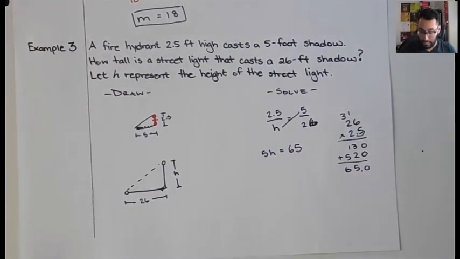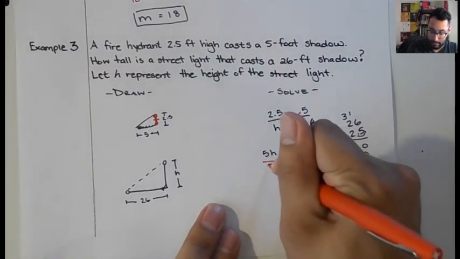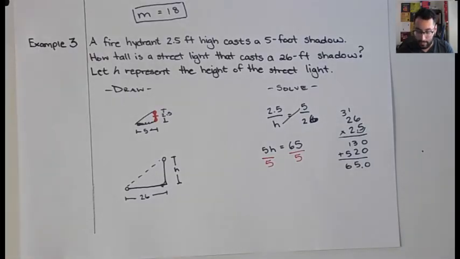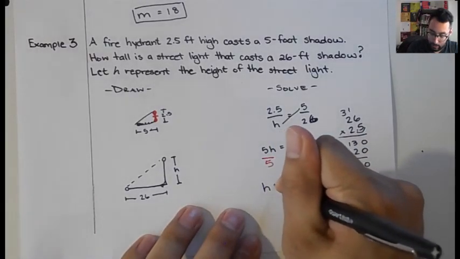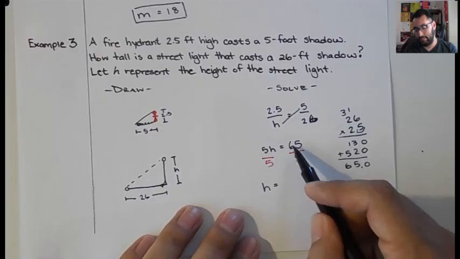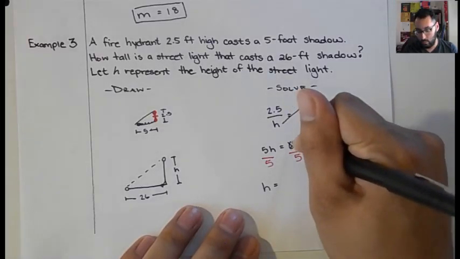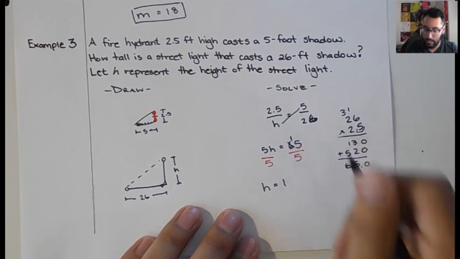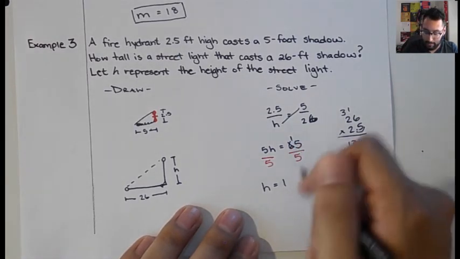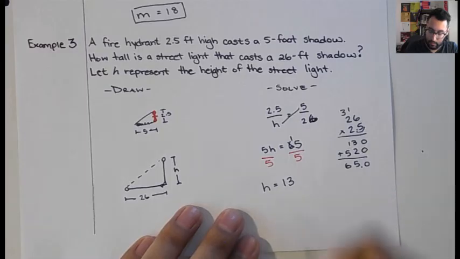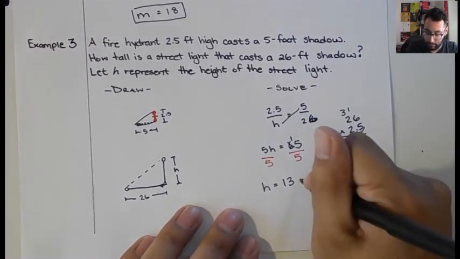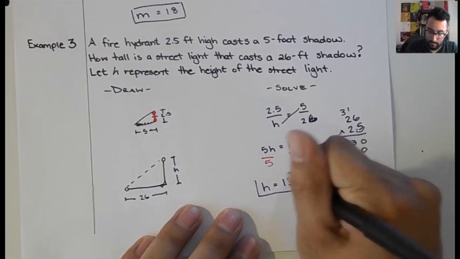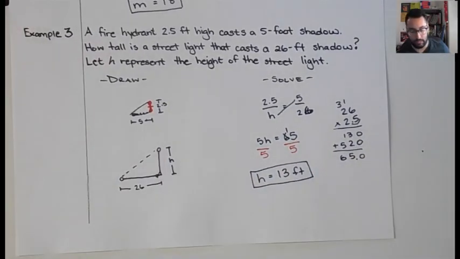Alright, so now what we do is we divide both sides by 5. Remember, we're finding the height of the street lamp. We're going to have h equal to, now to short divide, 5 can go into 6 once. So I'm going to put 1 with the remainder of 1. And then it could go into 5 3 times. So this is h equal to 13. You could just long divide if you need to. But we're going to put 13 feet. And there we go. So just like the second example.